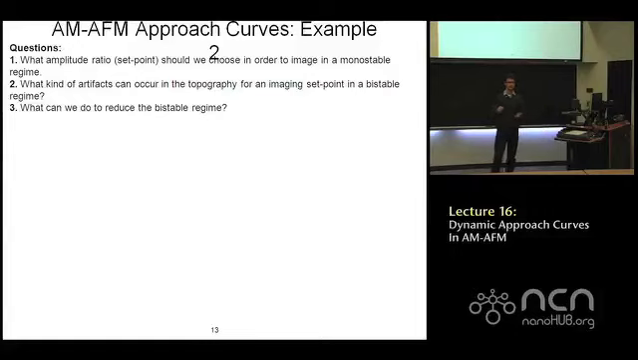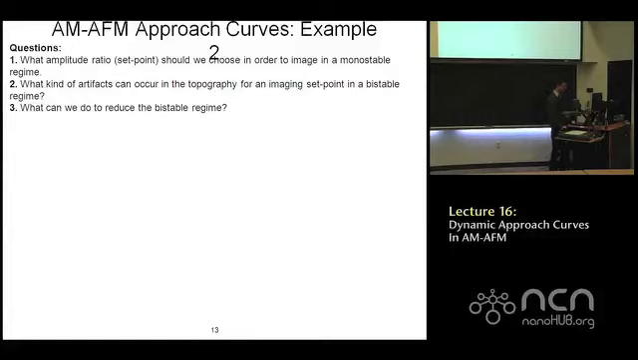So what can happen is if you're imaging and you're in a bistable regime, you can transition back and forth between the 2 regimes, and that causes imaging artifacts, basically. And the second one is, the follow-up question: what kind of errors and artifacts in topography can be encountered by imaging in a bistable regime? And then third, what can we do to reduce the bistable regime?